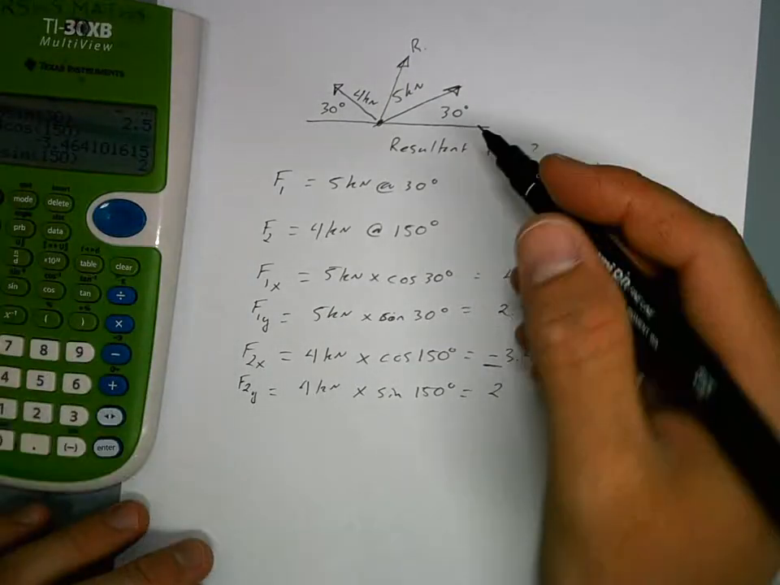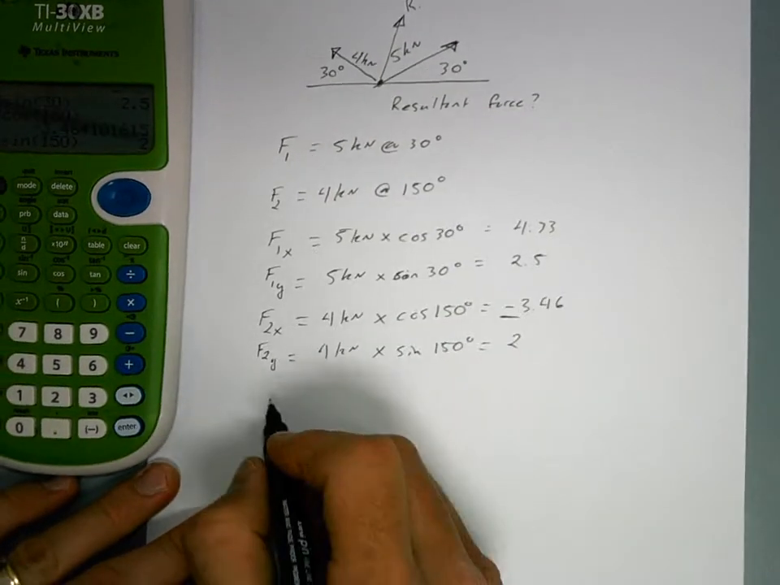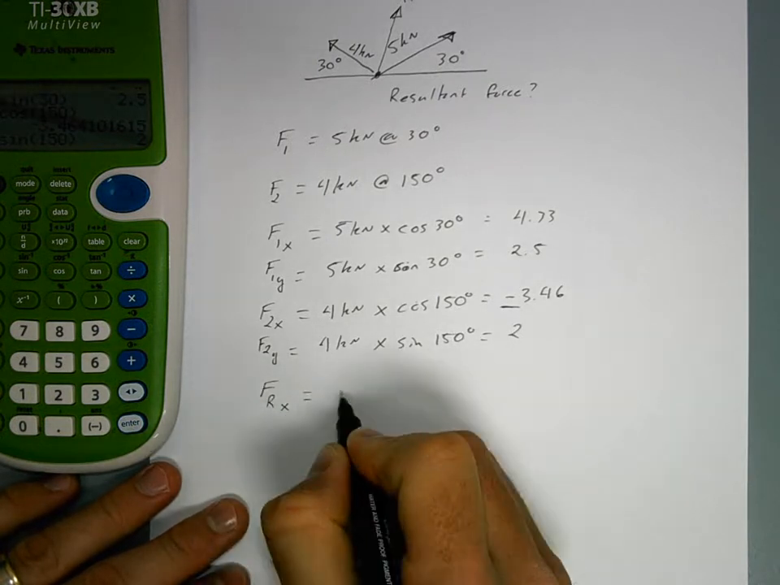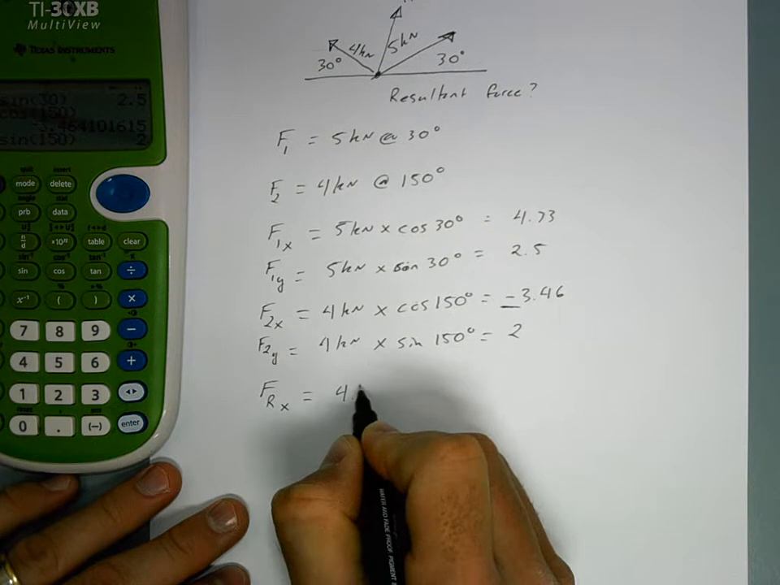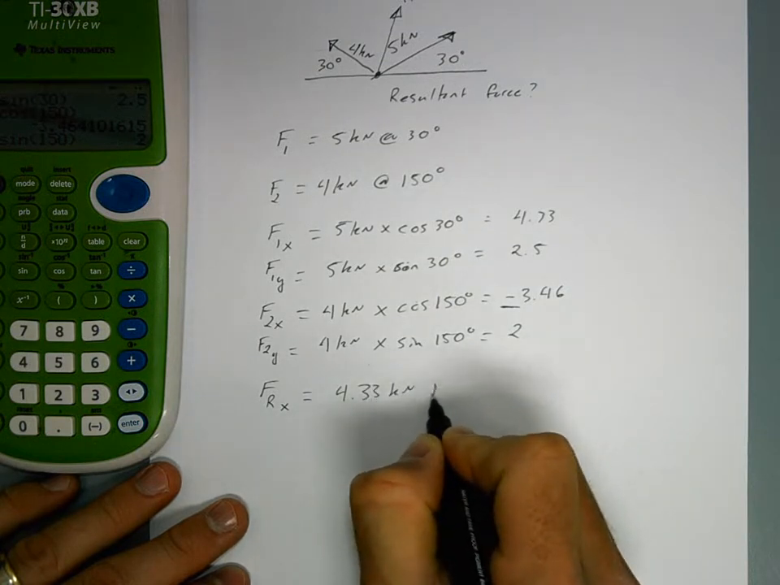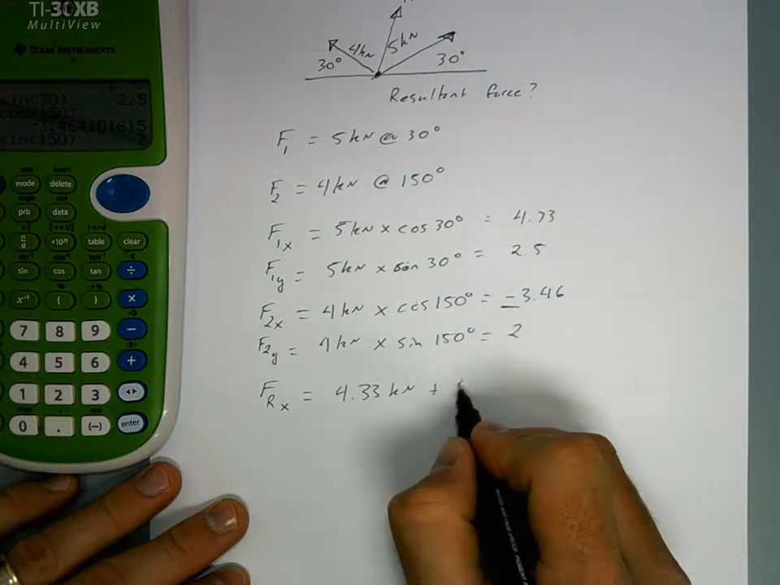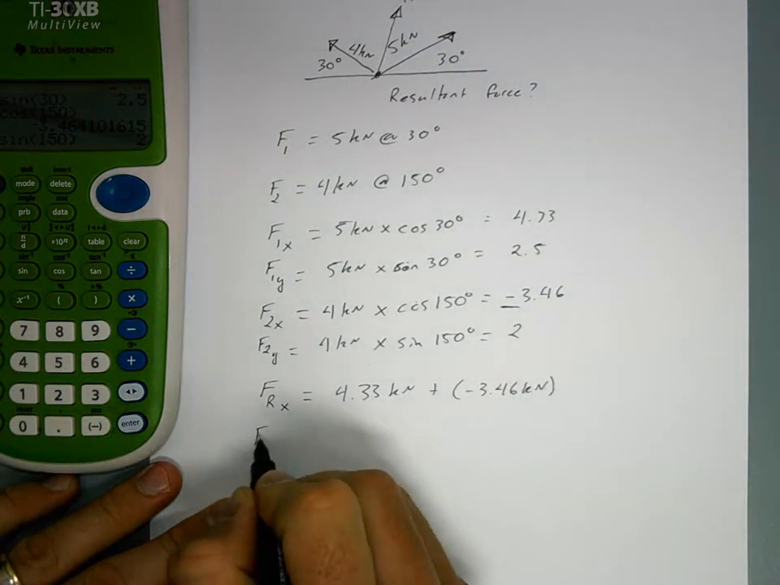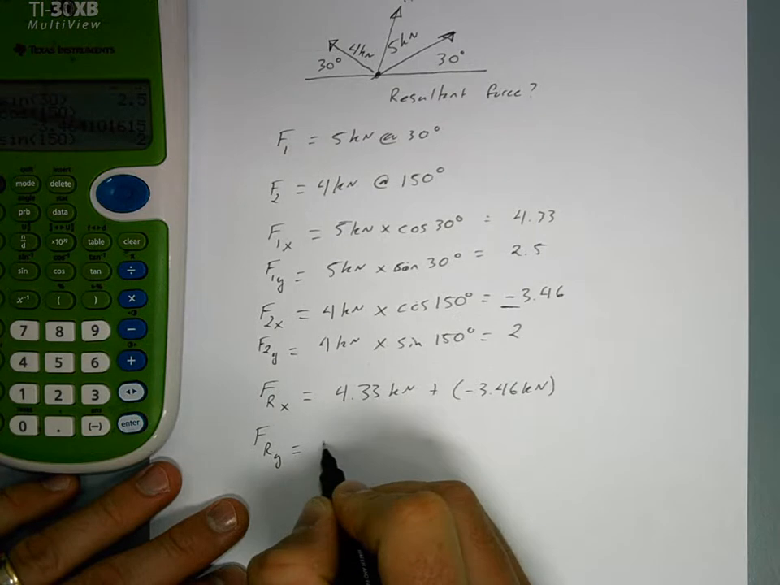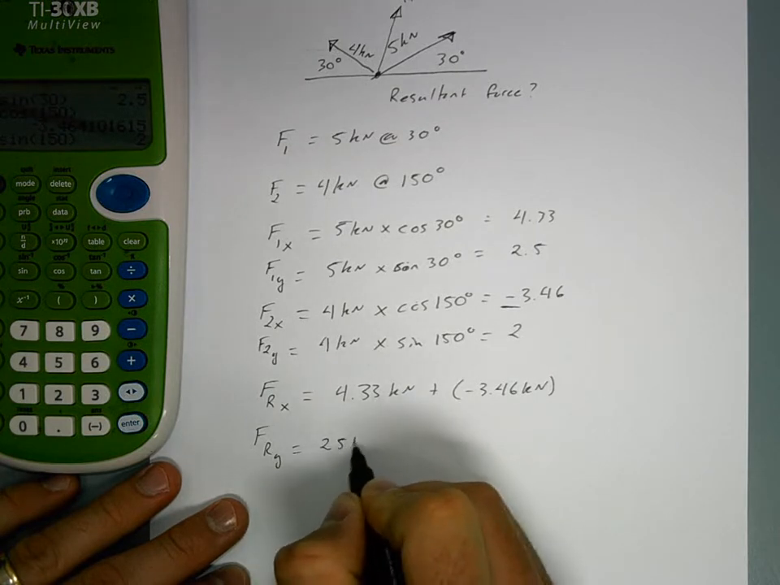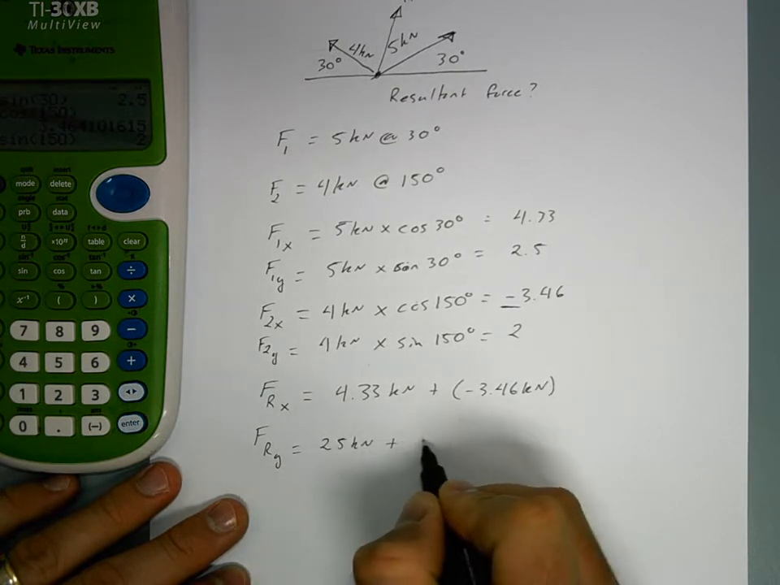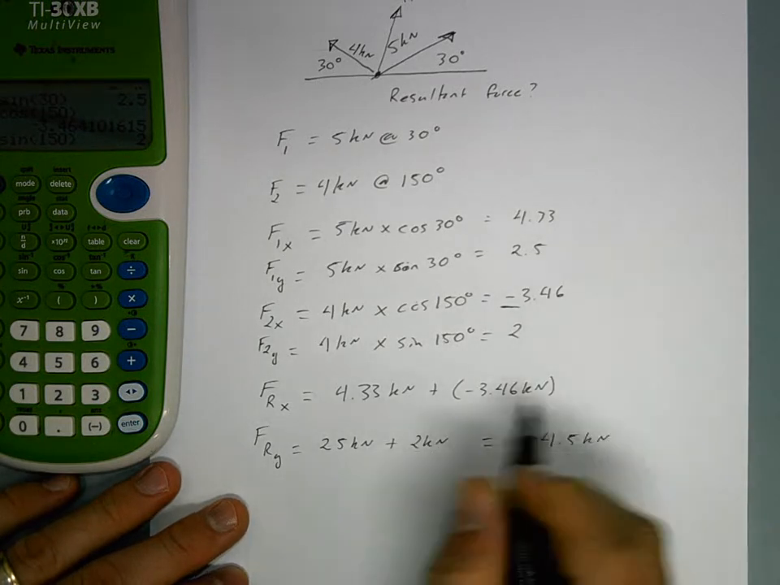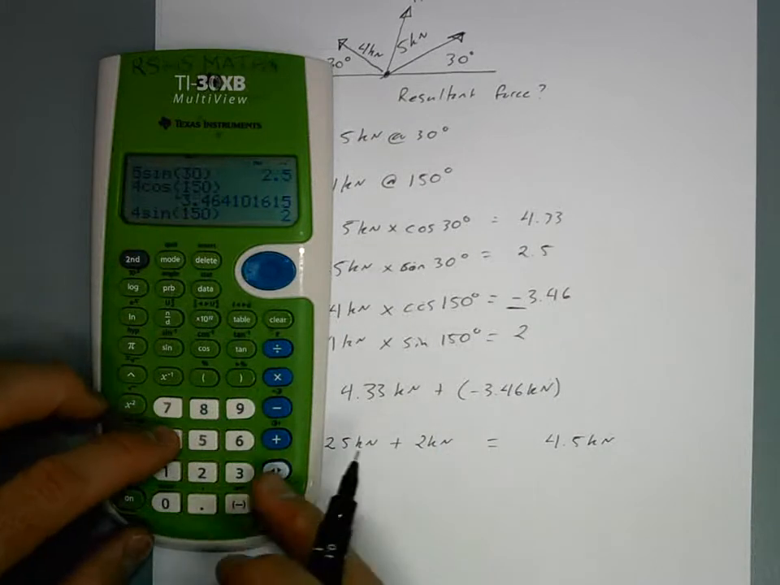Alright, now to find the resultant, what you do is you add up all your forces. So the force of the resultant in the x direction is equal to 4.33 kilonewtons plus this one here. The force of the resultant in the y direction is equal to 2.5 kilonewtons plus 2 kilonewtons. Okay, so let's sum up these two.